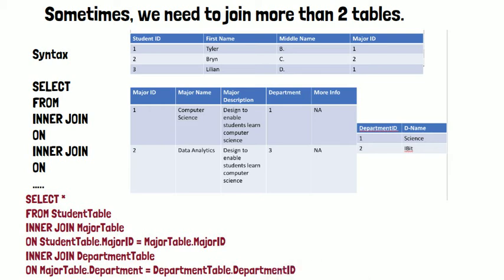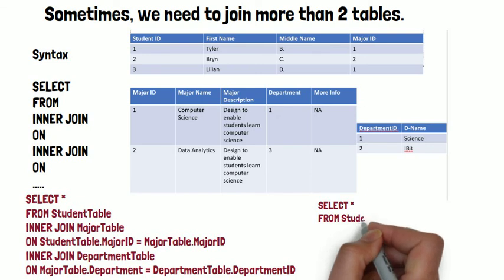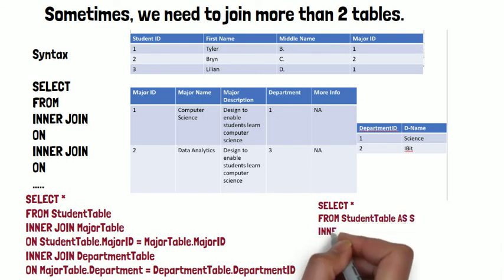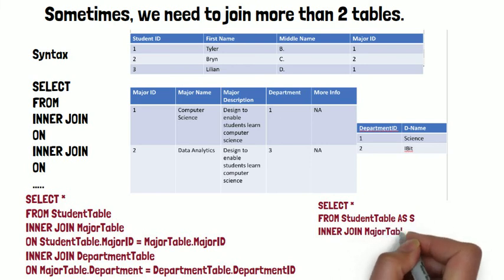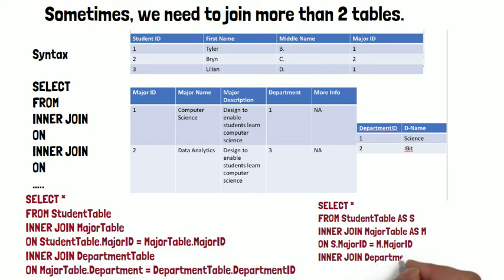So when we do that, that is joining more than 2 tables. However, we can see I repeatedly write the student table, major table, and department table. We can use the AS keyword to give each a shorter name. So here it is: student table AS S, and inner join major table AS M, on S.major_id equals M.major_id, inner join department table AS D, that is the new name for the department table, on M.department equals D.department_id. In this way, we prevent possible typos and save time and space.